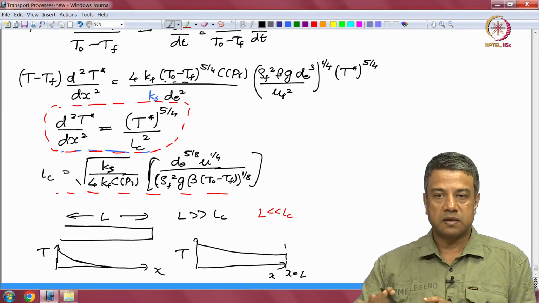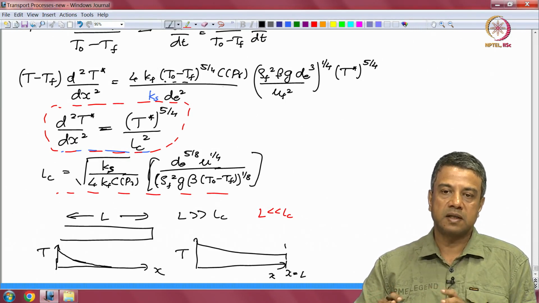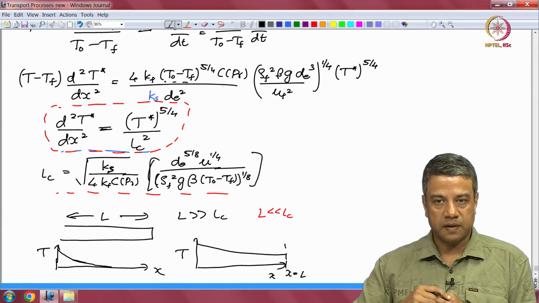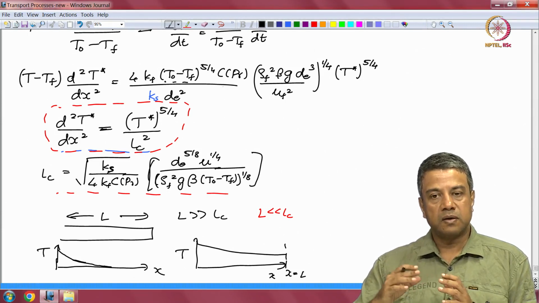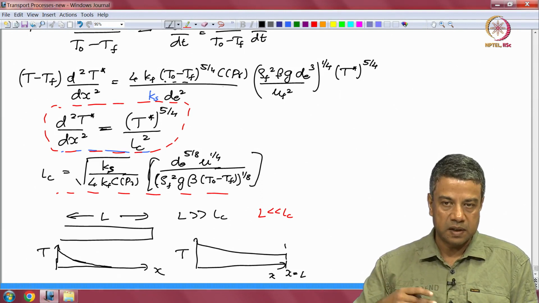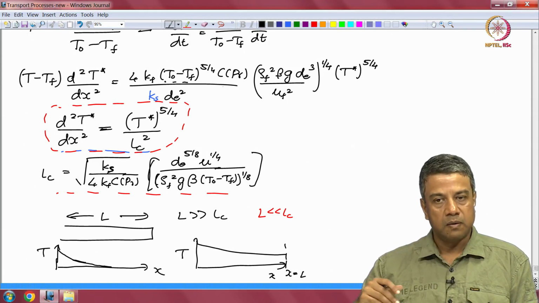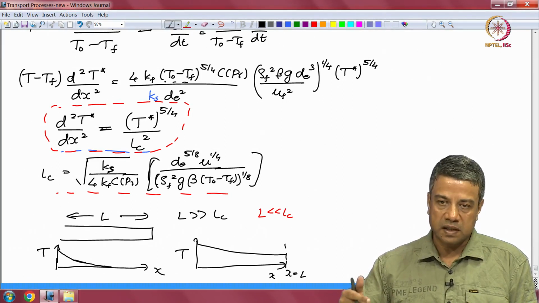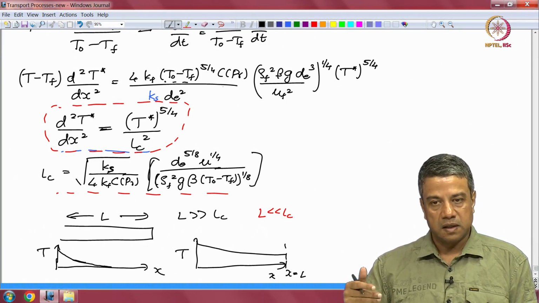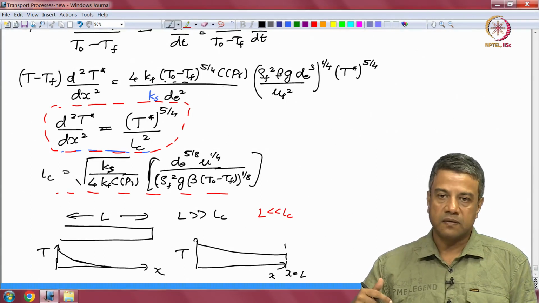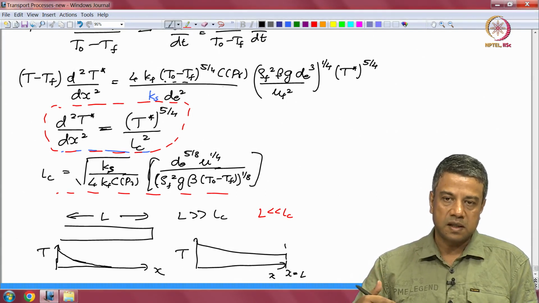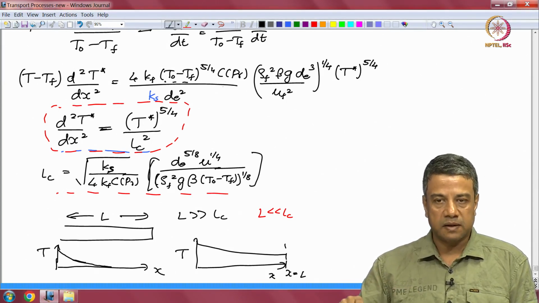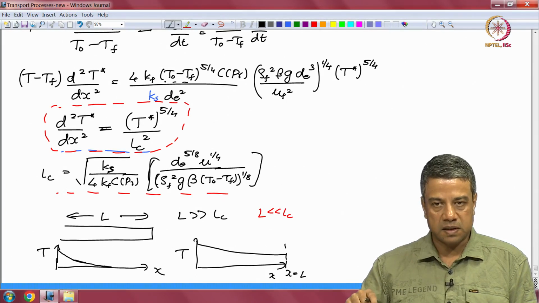So, you would like to have a situation where L is comparable to LC, so that there is a significant decrease in temperature by the time you reach the end of the fin. At the same time, you do not have regions far from the pipe wall where the temperature is equal to the fluid temperature. In that case, there is no advantage to having that length, because the temperature is already equalized and therefore there is virtually no conduction taking place there. So, there is no advantage to having a fin length which is much larger than LC.